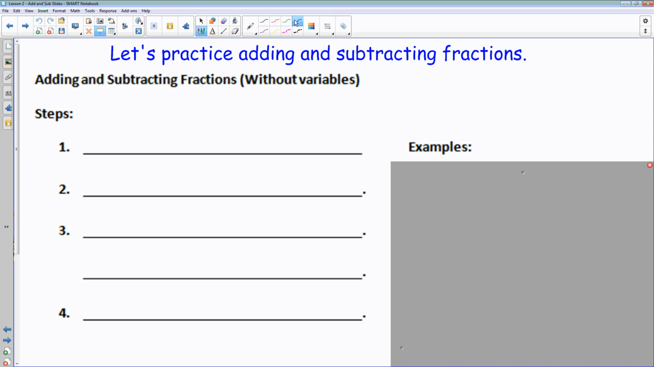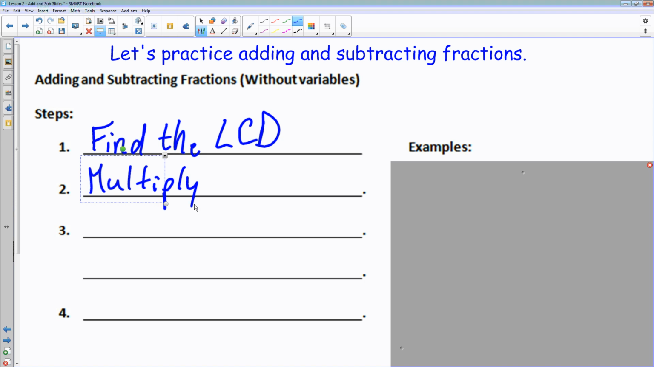So the first step we want to do is find the LCD. Now, LCD stands for least common denominator. So the smallest number that both of your denominators go into is your LCD. Then we're going to multiply so that we can have that same number in the denominator of both fractions. Then we're going to add or subtract, depending on what we're doing, the numerators.